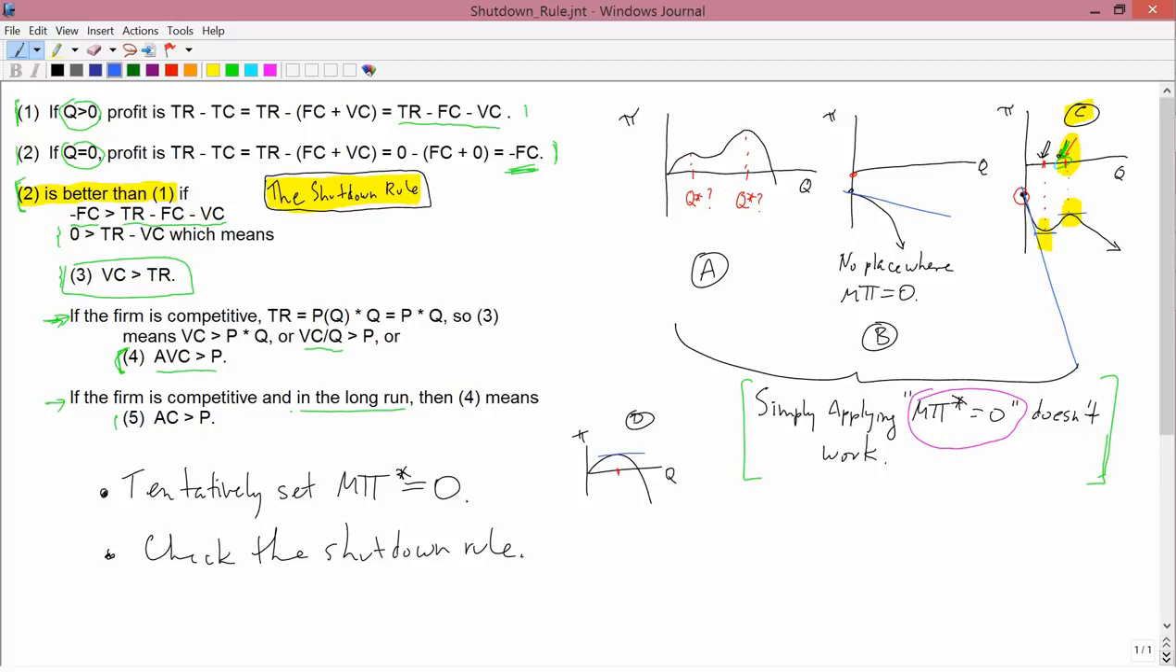So when you tentatively set marginal profit equal to 0, you can have a situation like case D where you get one candidate, a situation like case A where you have two candidates, a situation like case B where you don't have any candidates, or a situation like case C where you have two candidates. And the A, B, C, and D here, I'm talking about the A, B, C, D on the screen. Of course, that has nothing to do with the long-run cases A, B, C, and D that I was talking about before. That's just for the screen. So that's the tentatively set MPI star equals 0.